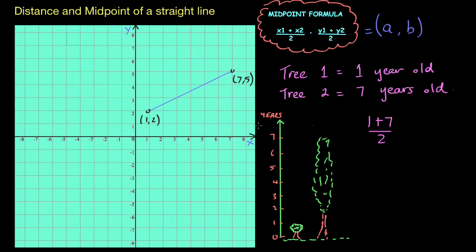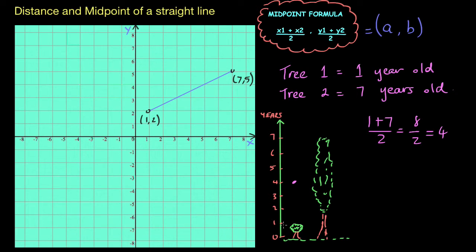because there's only 2 trees, just like with this line over here, we only have 2 x values and we only have 2 y values. So to find the middle, we just add those 2 values together, 1 plus 7 over 2, and we get 8 over 2, which is equal to 4 years of age. So the middle of 7 and 1 is 4, which is right here.